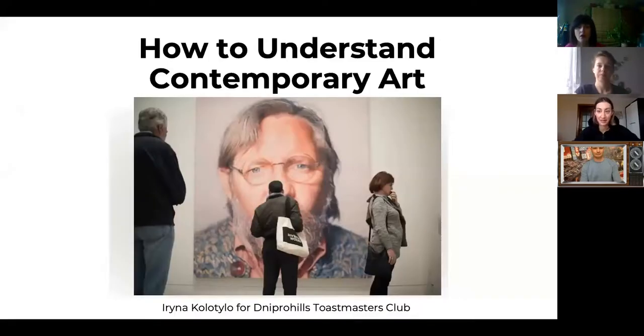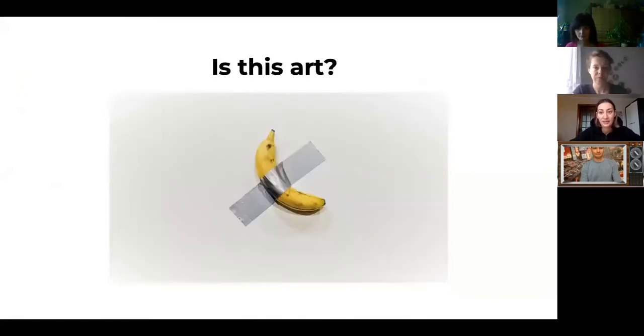Okay, and now it's time for the presentation. How to understand contemporary art. Let's start with a short question just to test. What do you think? Is this art? A fresh banana taped to the wall. Please, in the chat, put pluses if you think yes, and minus if you think no.